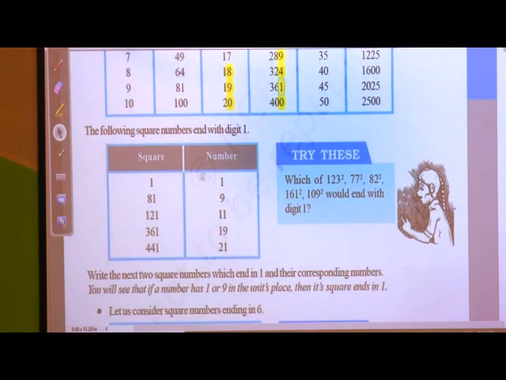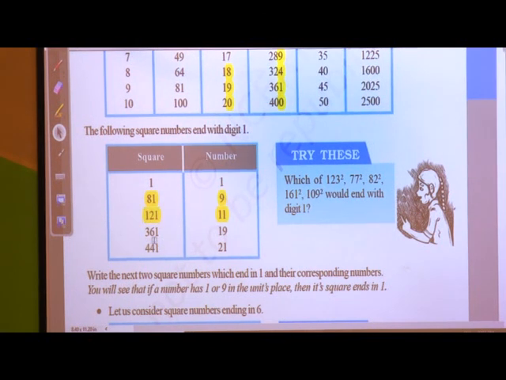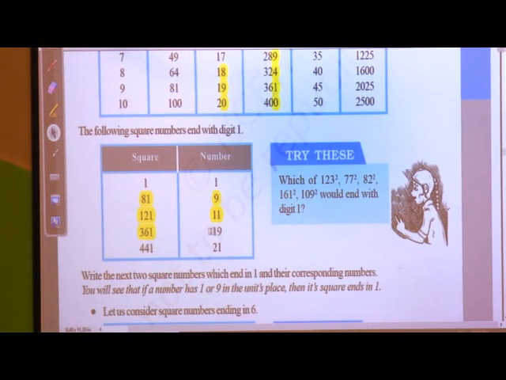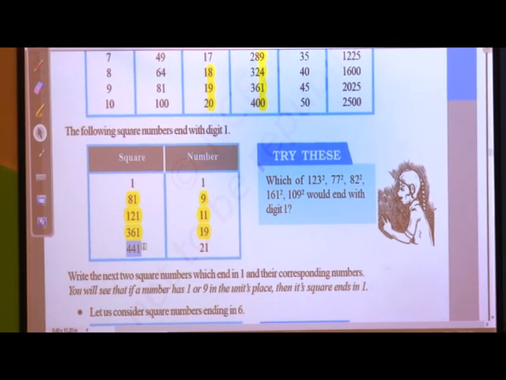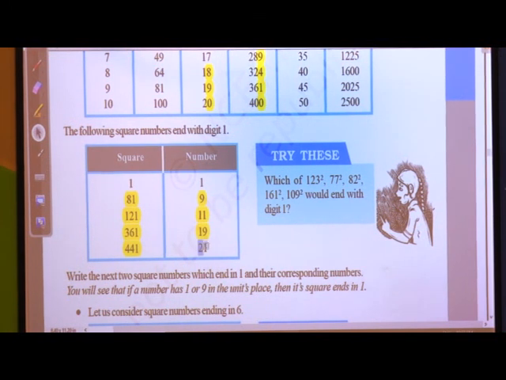What are those? 1, 81. The number is 1, what is the square? 1. If the number is 9, what is the square? 81. Again, if the number is 11, what is the square? 121. If the square is 361, what is the number? 19. If the square is 441, what is the number? 21.